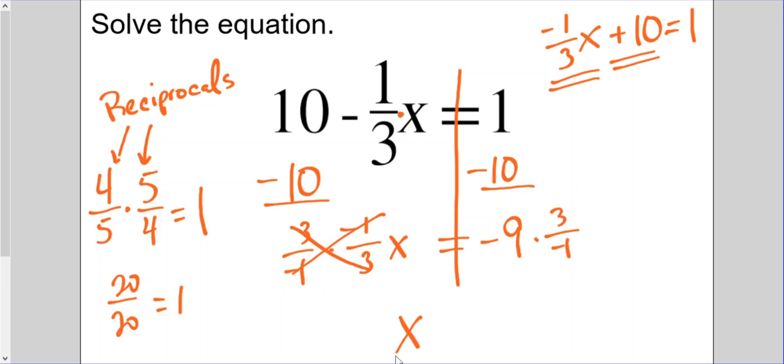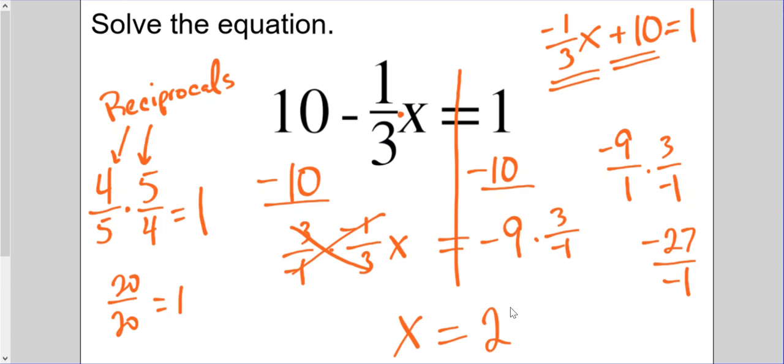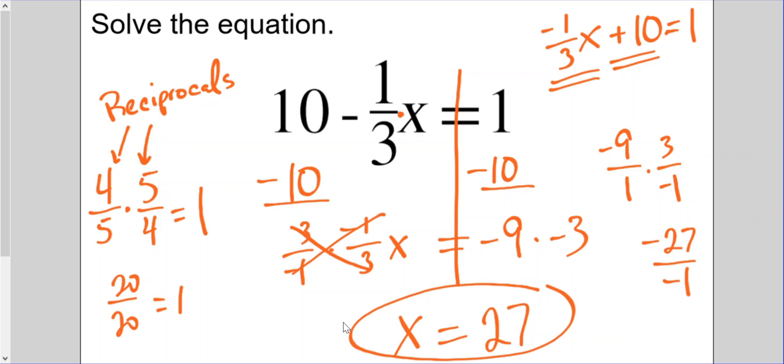And that gives me x equals, really what this is saying is negative 9 over 1 times 3 over negative 1, where you would multiply straight across, you'd get negative 27 over negative 1, and then you could divide that, changing that into a positive 27. Another way you could also think about this, 3 divided by negative 1 is really just a negative 3. So you'd multiply those two together and still give you a positive 27.